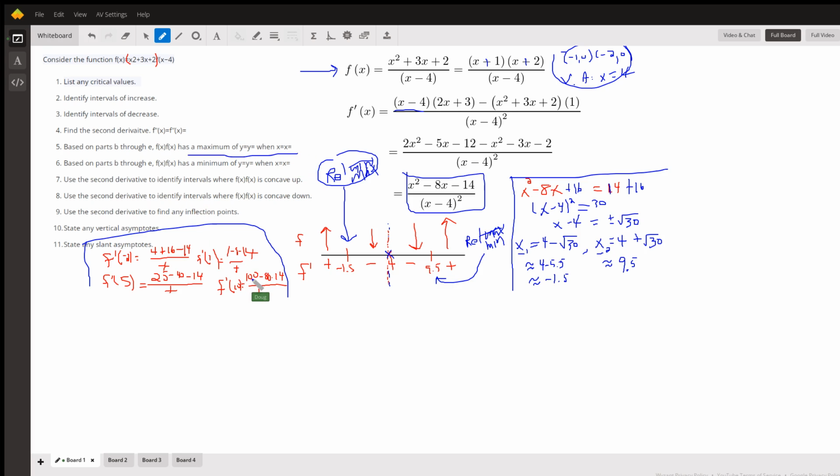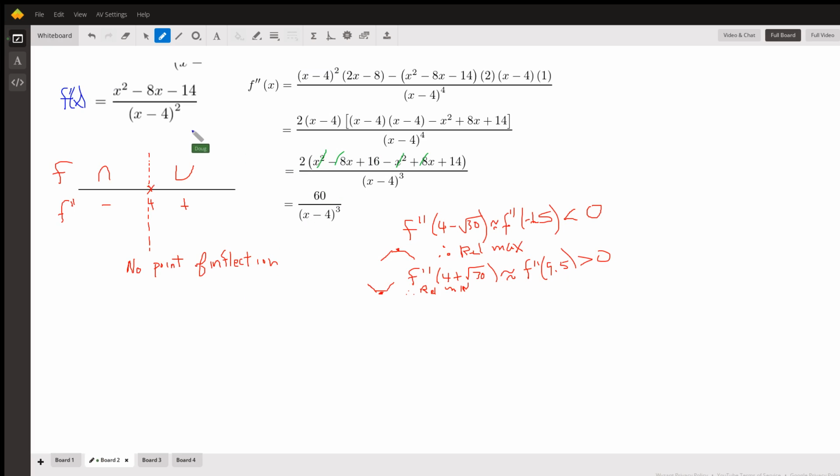But let's go to the second board and look at the second derivative test. So here's f prime again, denominator times the derivative of the numerator minus the numerator times the derivative of the denominator. Well, we have to use the power rule followed by the chain rule, but the derivative of the inside is 1 over the denominator squared.